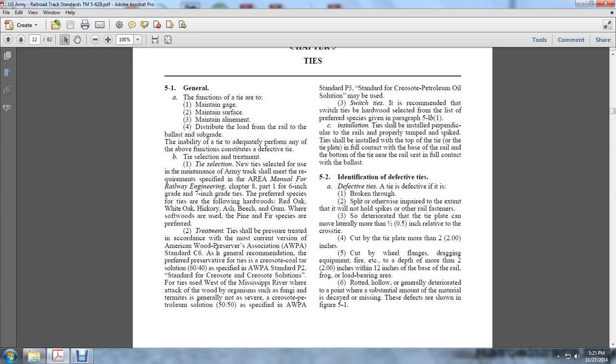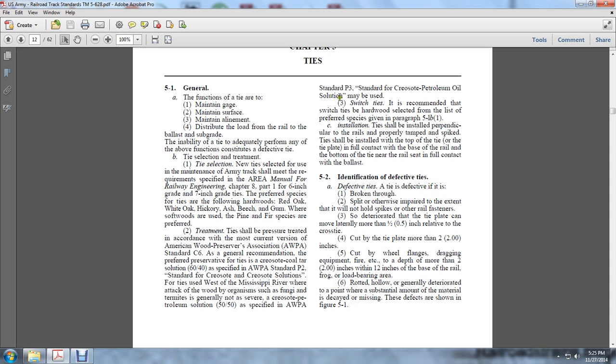A general recommendation, the preferred preservative for ties is a creosote coal tar solution 60/40, specified in the AWPA standard P2. Creosote solutions are used for ties in the West and Mississippi region to protect against attack of the wood by organisms such as fungi and termites. In general, where the creosote tie is not served, a creosote petroleum solution of 50/50, specified by the American Wood Preservers' Association standard P3, may be used.